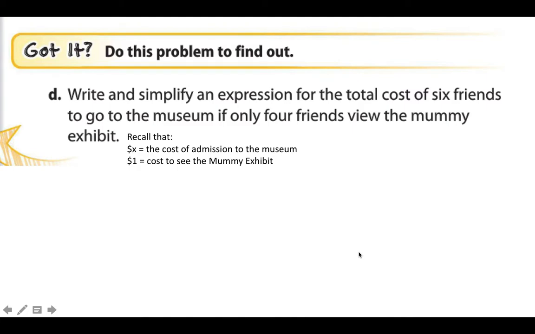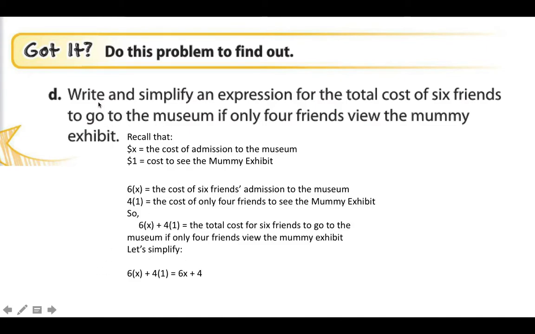Pause the video and try this one on your own. Recall that X dollars is the cost of admission to the museum, and $1 is the cost to see the mummy exhibit. All right, let's see how you did.